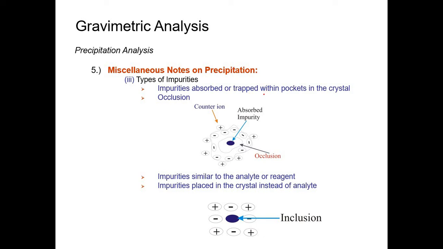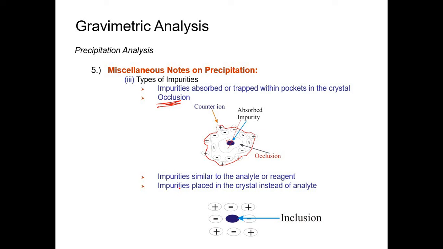Impurities trapped within pockets of the crystal is called occlusion. Okay, so for example, this is your desired ion, this is your desired analyte, and then the impurity just gets occluded inside. So that's what we call occlusion. The impurity is similar to the analyte or reagent, and that's usually what gets in because of similar properties. So for example, if the analyte is positive, the impurity is also positive. Okay?